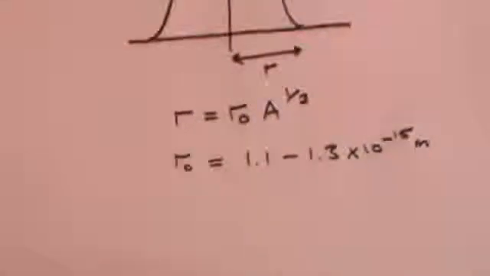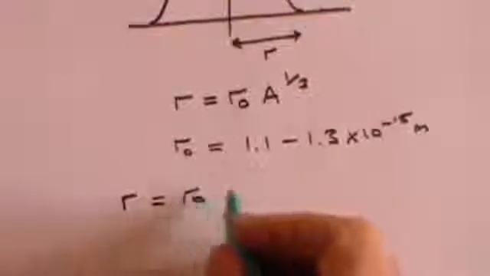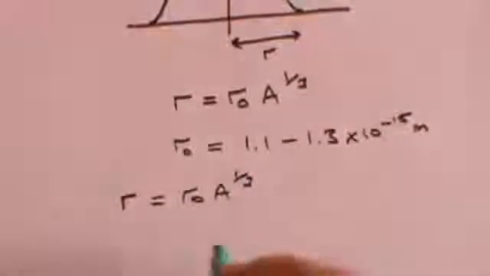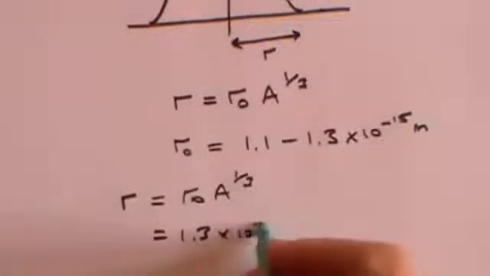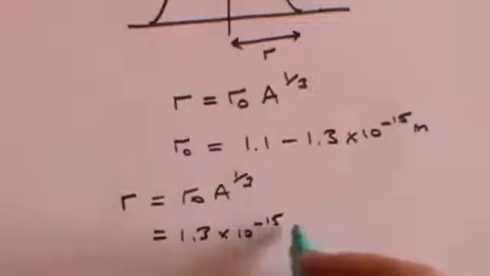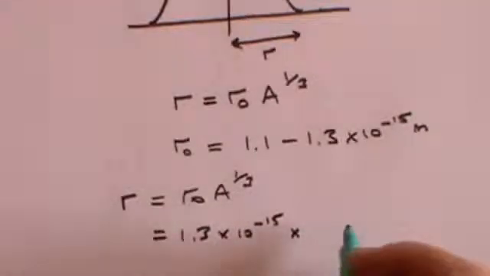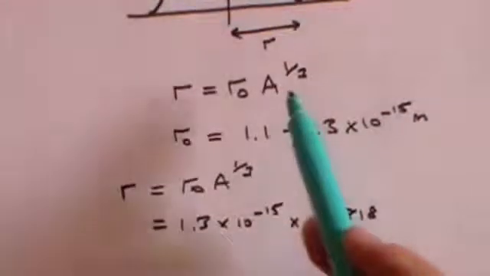First of all, for gold, the nuclear radius would be R0 times A to the 1/3, which is, let's use the 1.3 value, 1.3 times 10 to the minus 15, times A to the 1/3. Well, for gold, A is 197, and the cube root of 197 is 5.818. A to the 1/3 is the cube root, and that gives us 7.56 times 10 to the minus 15 meters.